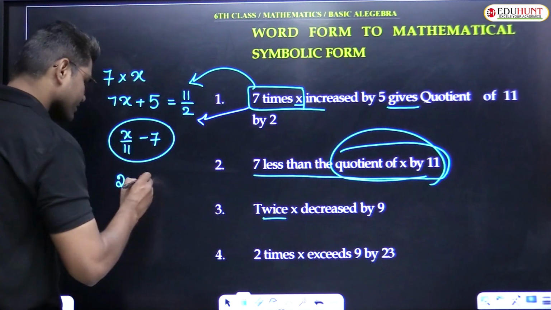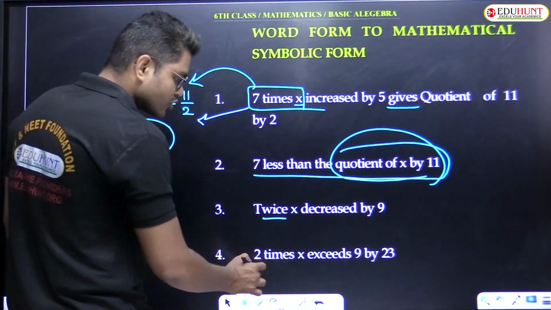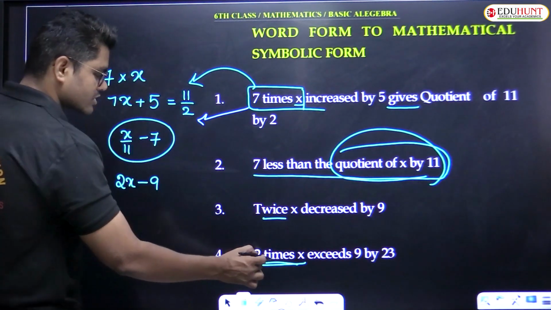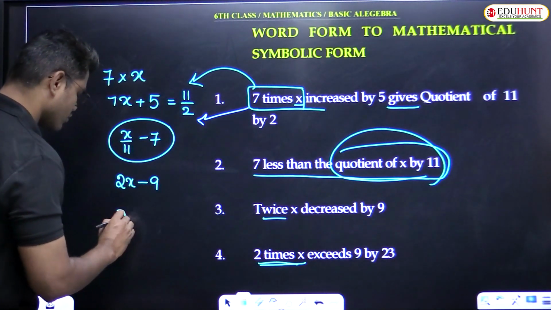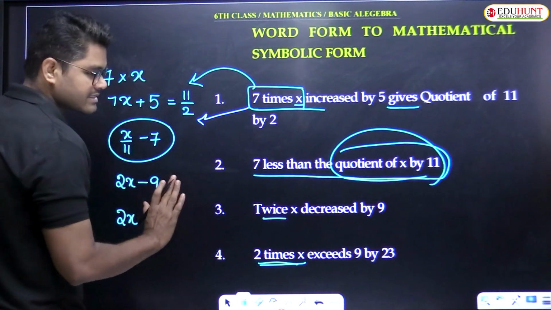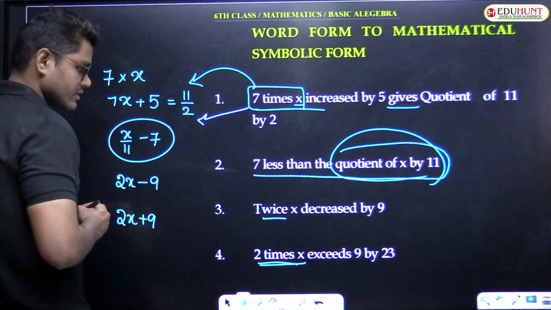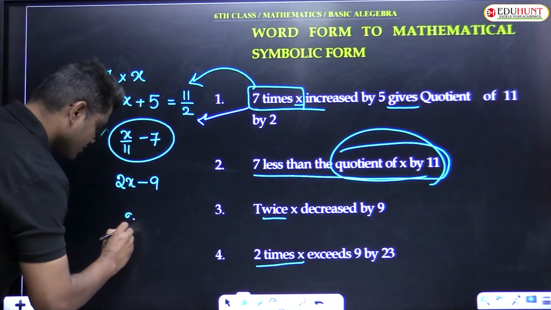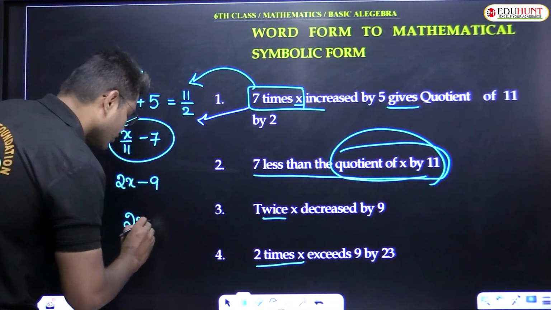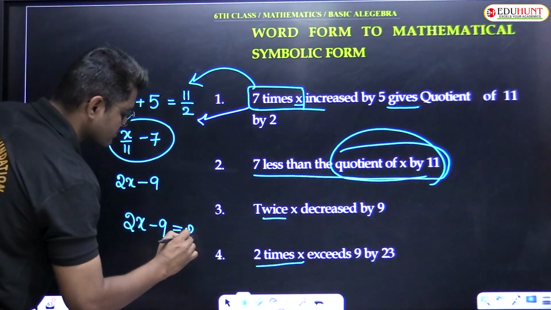Decreased by 9. Decreased means minus how much? 9. Okay, right. 2 times x exceeds 9 by 23. 2 times x. 2 times means into 2 into x. That is 2 into x exceeds 9. Okay. Exceeds means more. 9 by 2 times x. That means 2x. Exceeds by 23, 9. So 9 is more than 23.